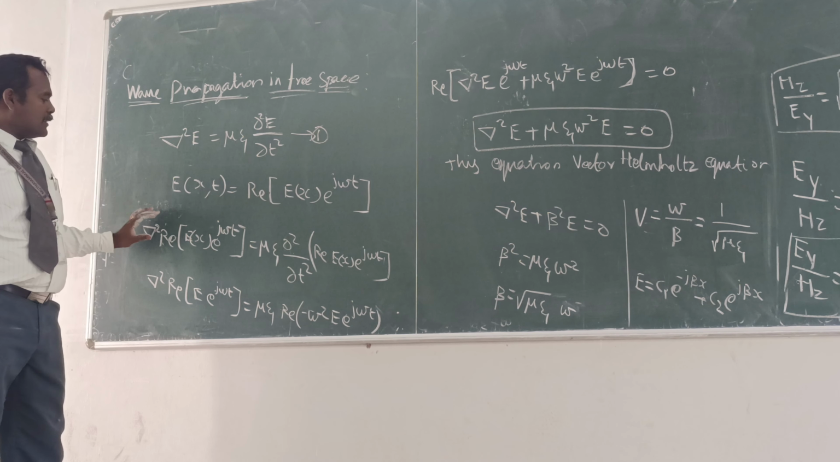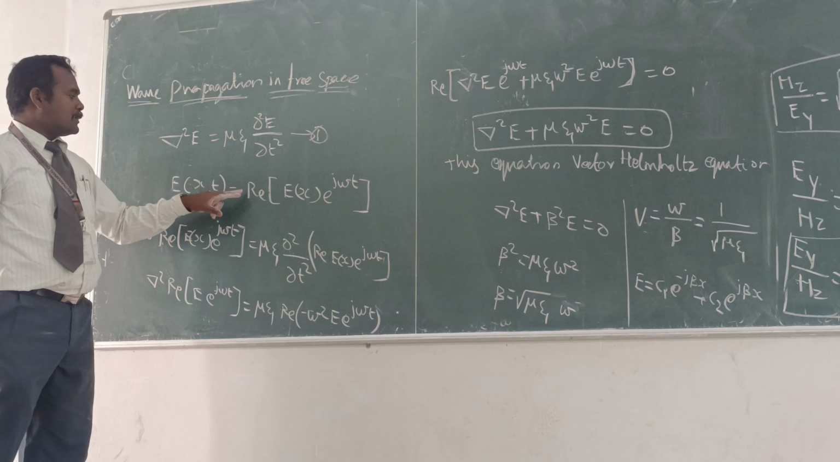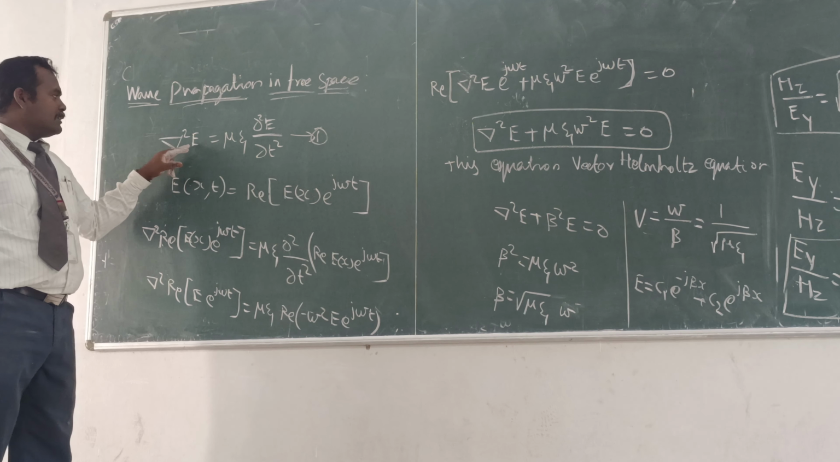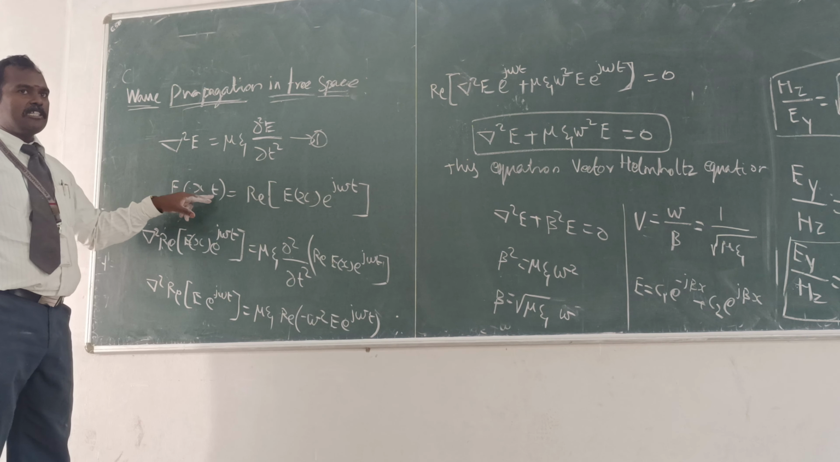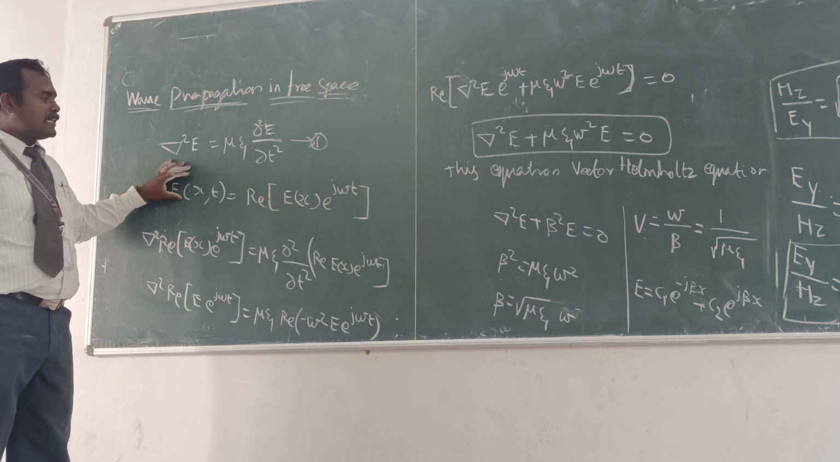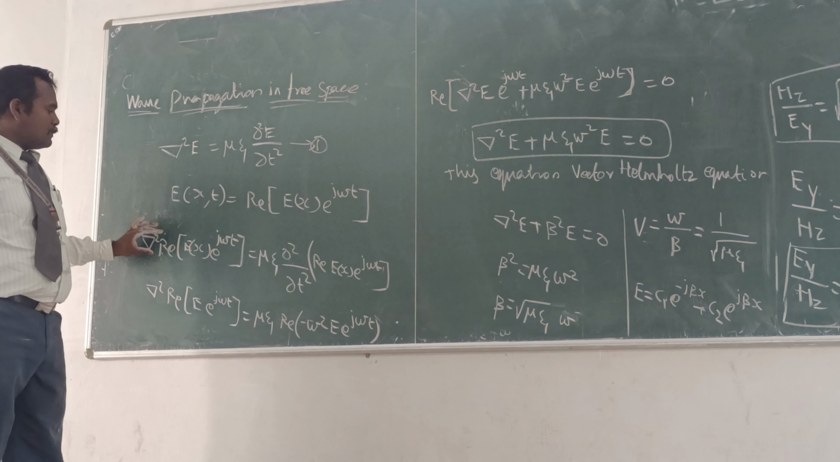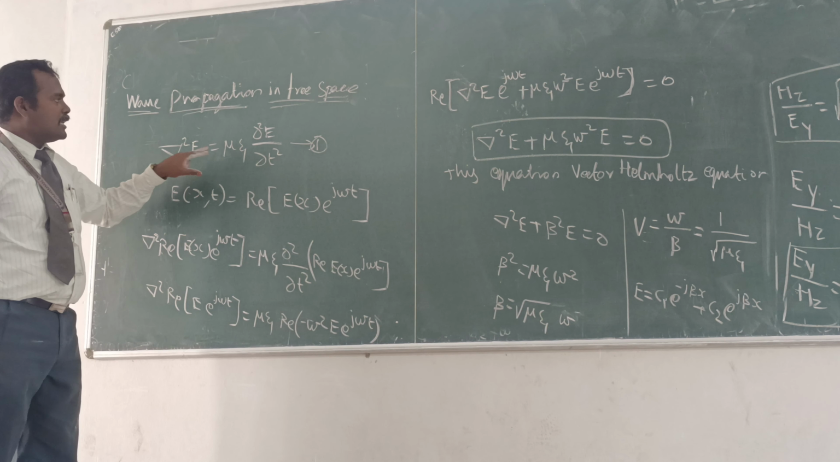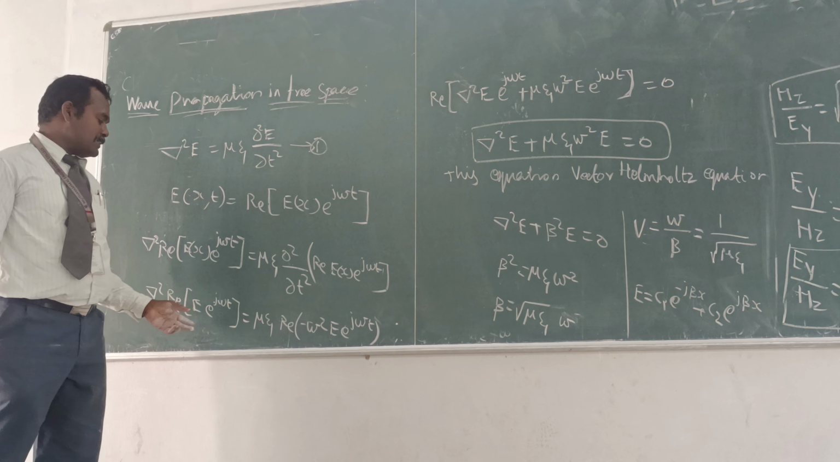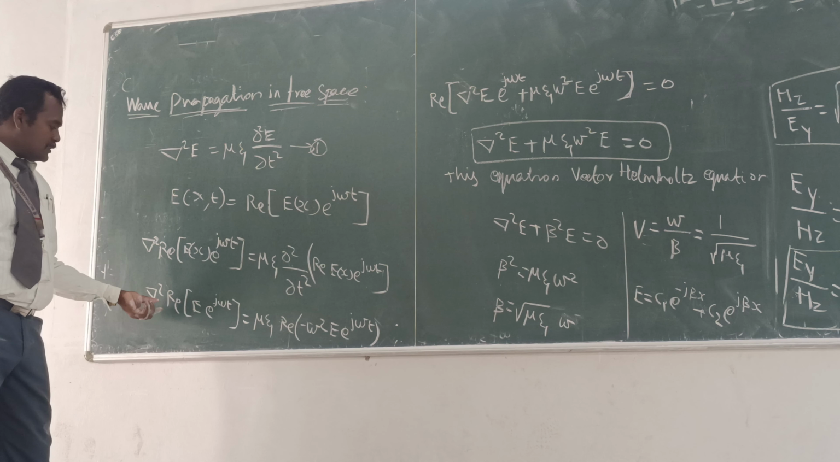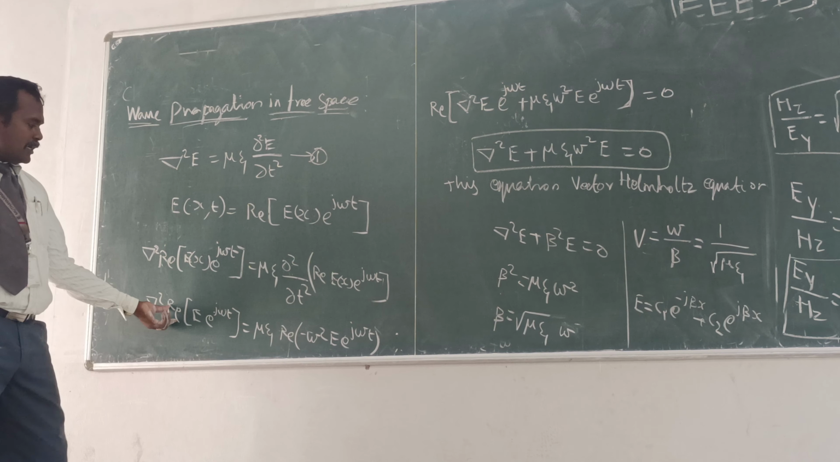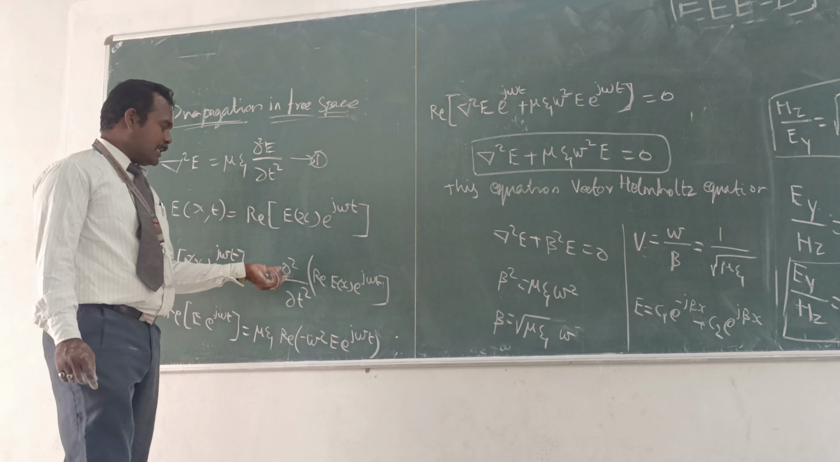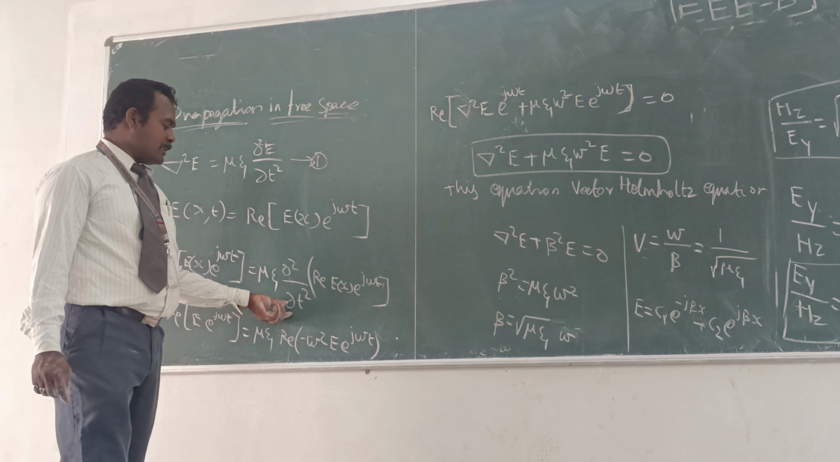Similarly, we can substitute for E, because the electric field is in the x direction with respect to time. So we can write like that. Instead of E, you can replace this in all terms. Here also it is there, here also it is there, so you can replace it. After replacing, you can simplify it. Here the real part, this value will come. But here it is dou square by dou t square.